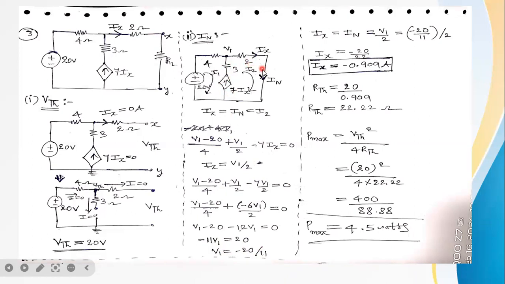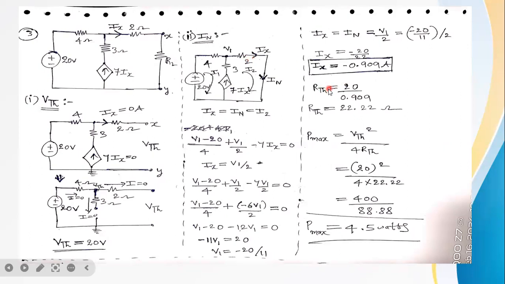So then what is the current IN? It is V1 by 2, where V1 is minus 20 by 11, so IN is equal to minus 0.909. That means our assumption was that the current flows into the load in the downward direction, X to Y, but the actual current direction is upward. Negative means the current flows from Y to X. In this direction, current is flowing to the load.